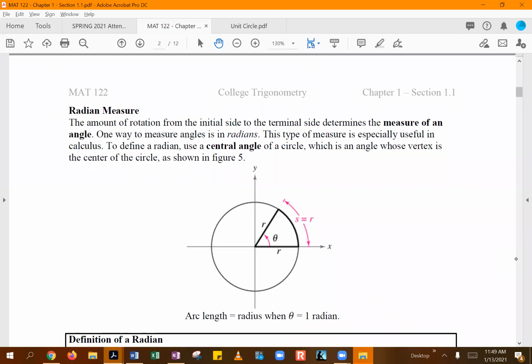Another thing is the measurement of the angles. Now, of course, we're familiar with using degrees for our angle, but a lot of times in trig, we actually use the radian measurement also.